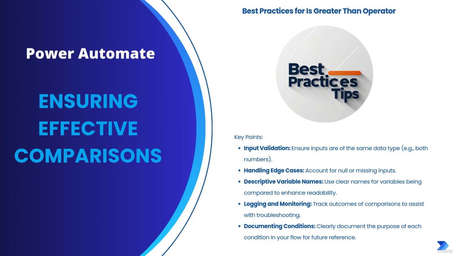Descriptive variable naming: use clear and descriptive variable names for the numbers being compared. This helps maintain the readability of your flow. Logging and monitoring: implement logging to track the outcomes of your comparisons. This practice aids in debugging and understanding flow performance over time. Documenting conditions: document the purpose of conditions in your flow to help other users, or yourself in the future, understand the logic behind the checks.